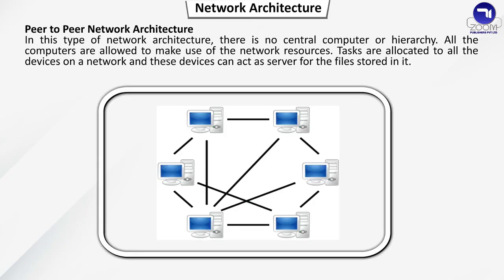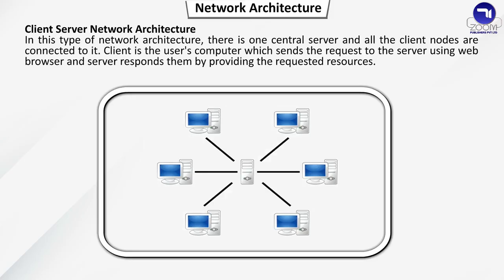Peer-to-peer network architecture. In this type of network architecture, there is no central computer or hierarchy. All the computers are allowed to make use of the network resources. Tasks are allotted to all the devices on a network, and these devices can act as server for the files stored in it.